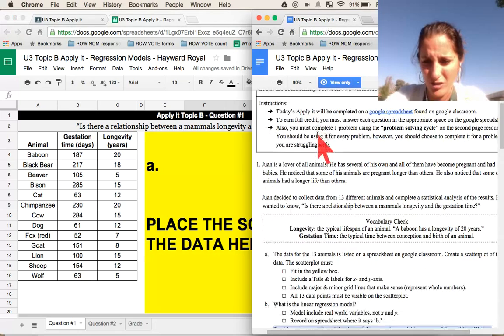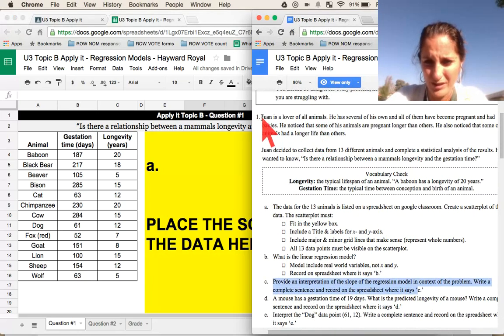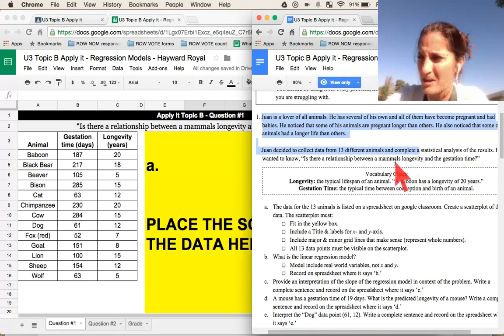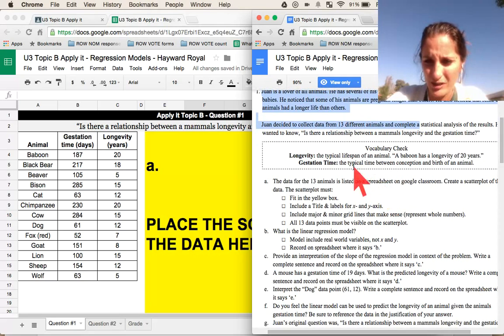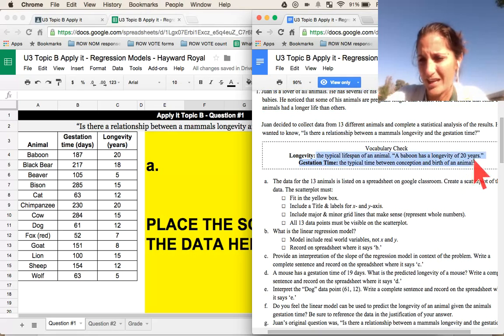So to start, you should read over this problem on your own, but a quick vocabulary check. What the problem is talking about is longevity and gestation time. So longevity is the typical lifespan of an animal, so how long it lives for. And then gestation is the typical time between conception and birth.